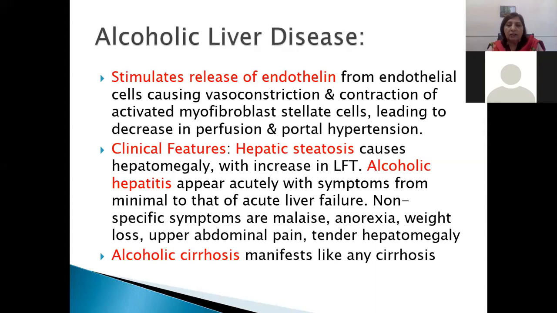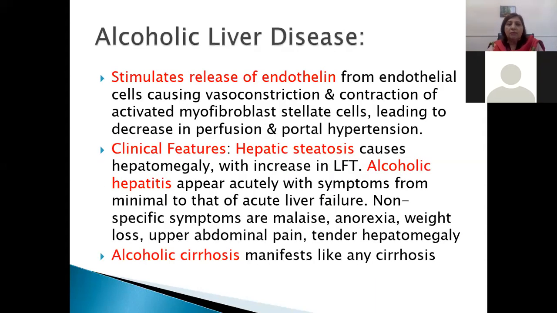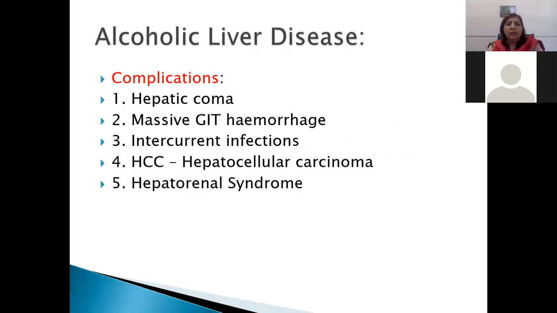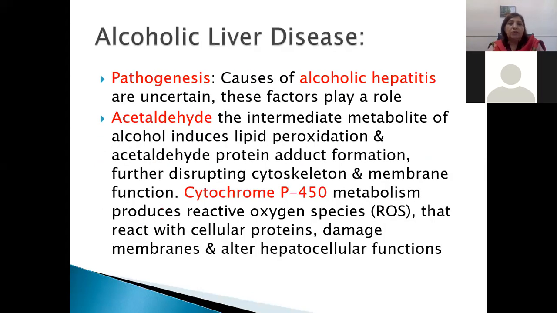I told you that in the chronic liver failure, there is going to be ascites, hepatic encephalopathy. These can be seen in the case of alcoholic cirrhosis as well. The complications of alcoholic liver disease are hepatic coma, massive gastrointestinal hemorrhage, intercurrent infections, and hepatocellular carcinoma after the cirrhosis has developed, or hepatorenal syndrome, which I already described to you when we did chronic hepatic failure. So I hope the pathogenesis is clear.